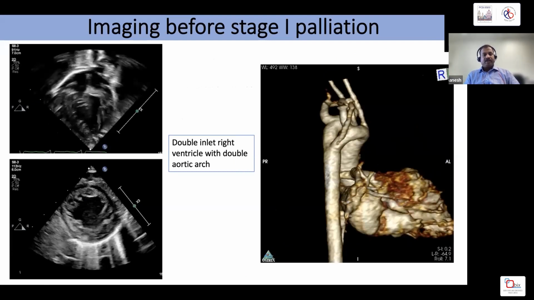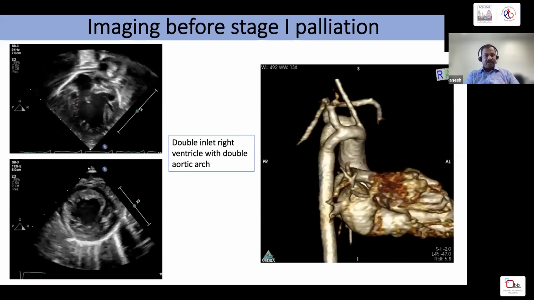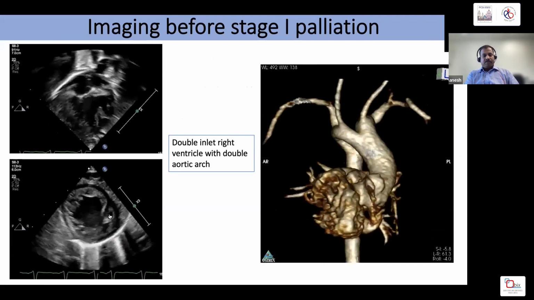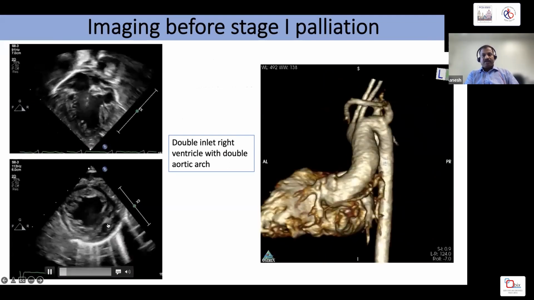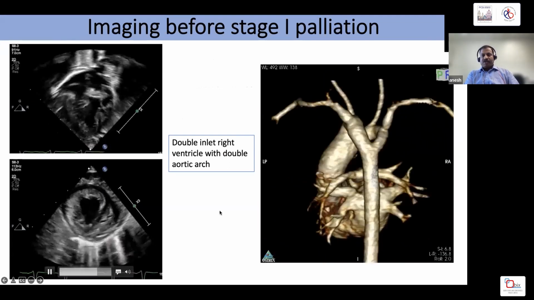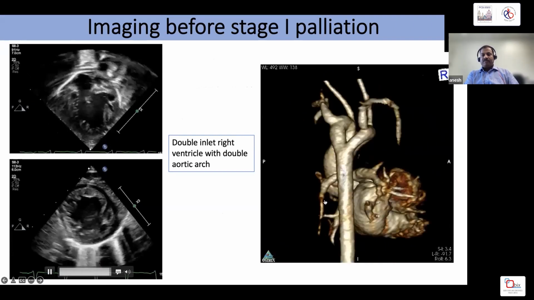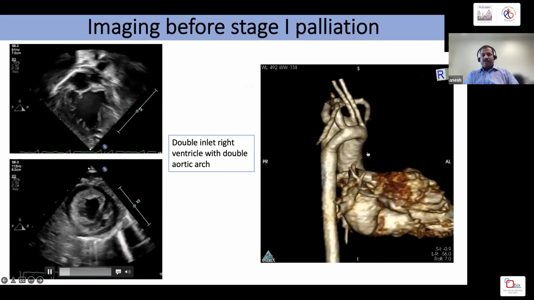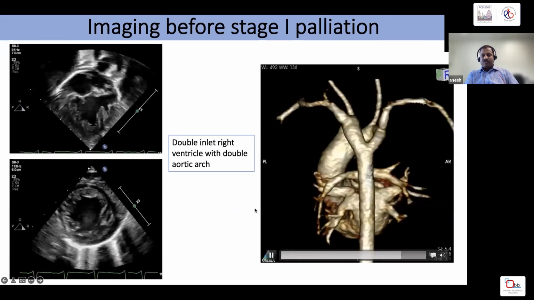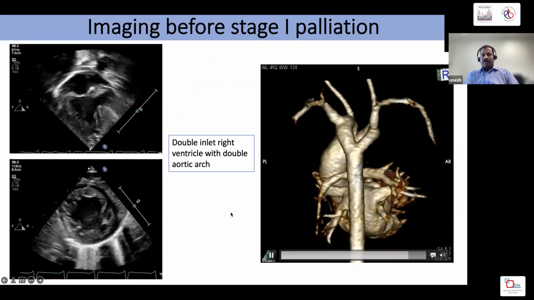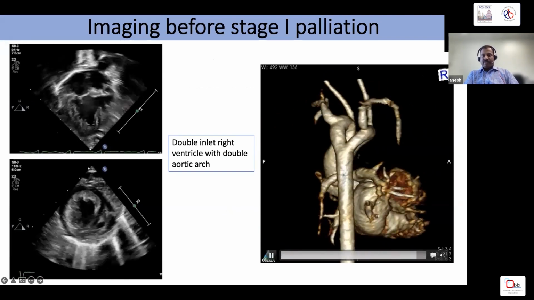So this patient had double inlet right ventricle. As you can see in the short axis view, the posterior left ventricle is hypoplastic. The arch anatomy was unusual on echocardiogram, and hence we did a CT. And you can see here, there's a rare association of double aortic arch in a setting of double inlet right ventricle.